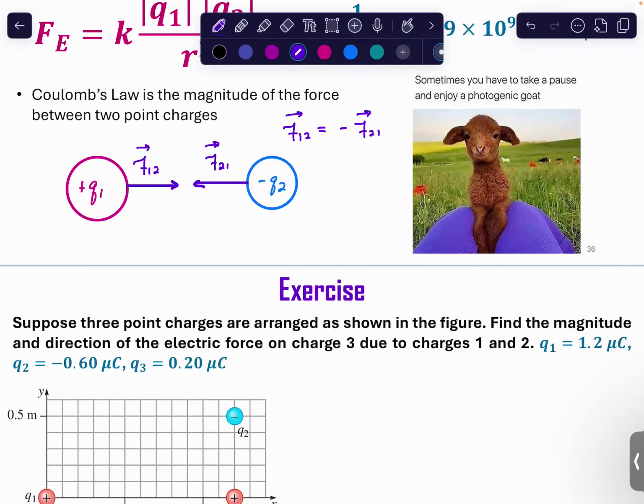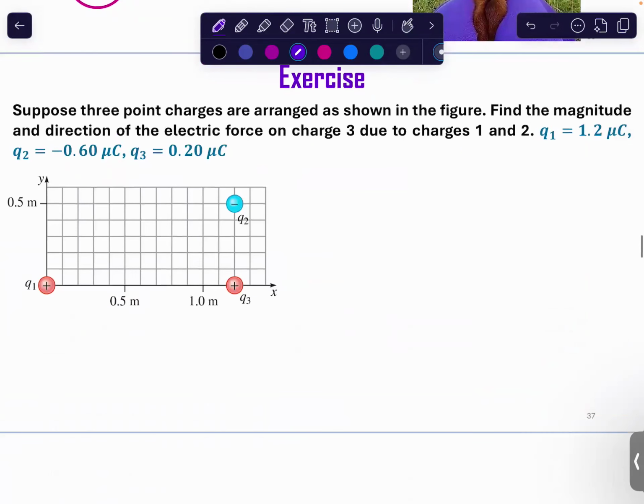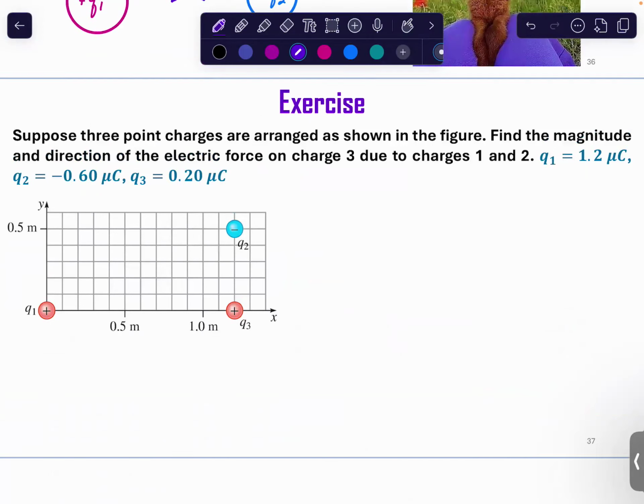Let's start, what we're going to be doing here is your first foray into what we call superposition. So we have 3-point charges. Find the magnitude and direction of the electric force on charge 3 due to charges 1 and 2. Now, whenever we're looking at something like this, the charge that we're looking at, you treat it as just a point in space. You're only going to have to calculate 2 forces. You're also not going to worry about the force of charge 2 and charge 1 on each other. You're only worried about what charge 1 does to charge 3 and what charge 2 does to charge 3.